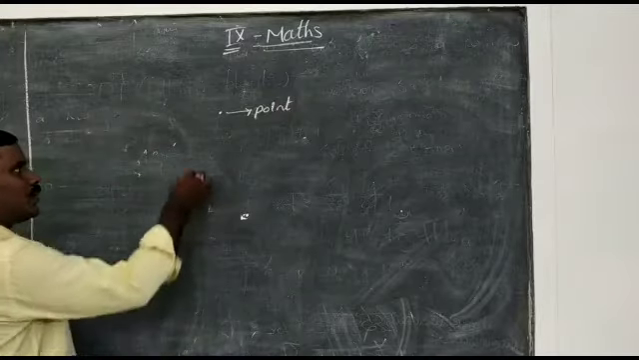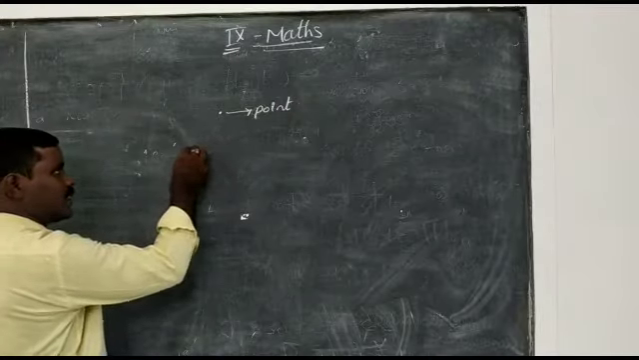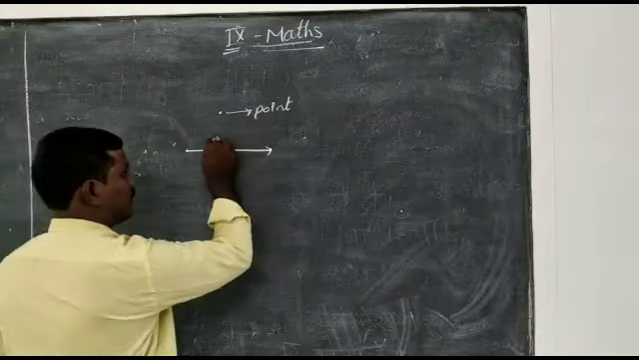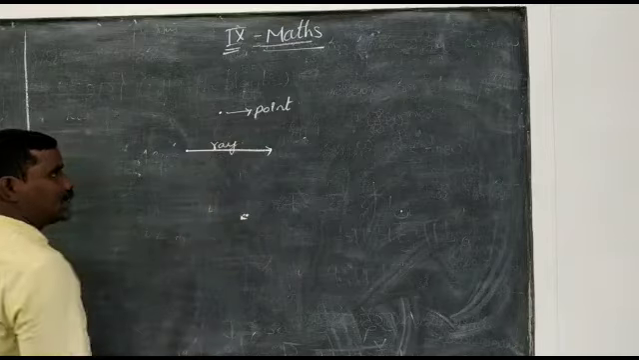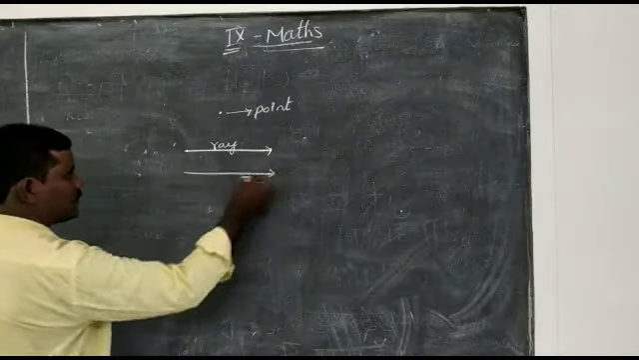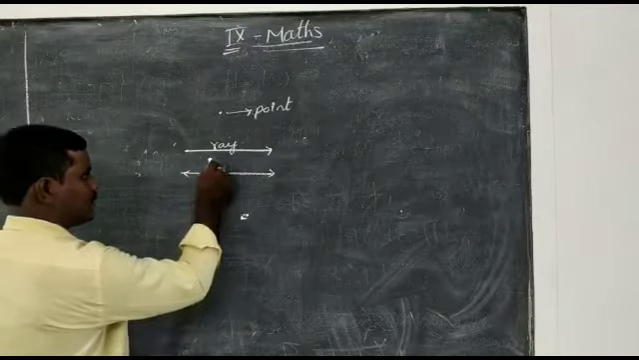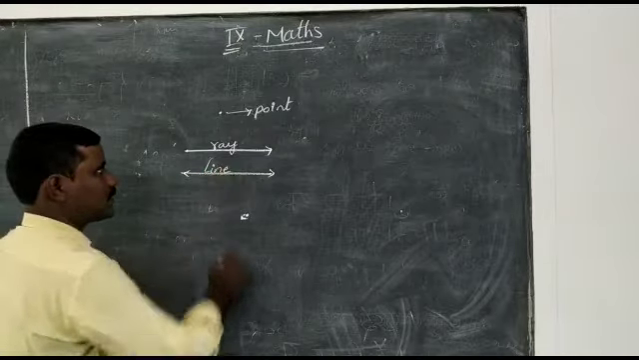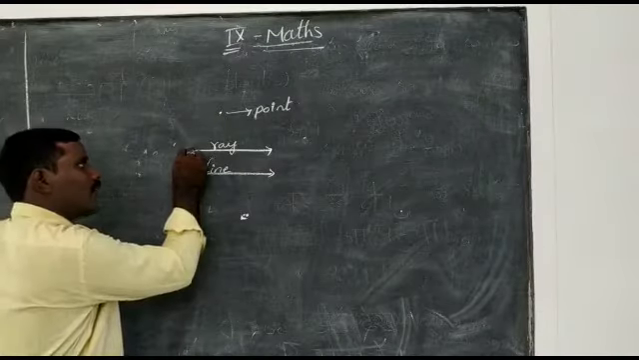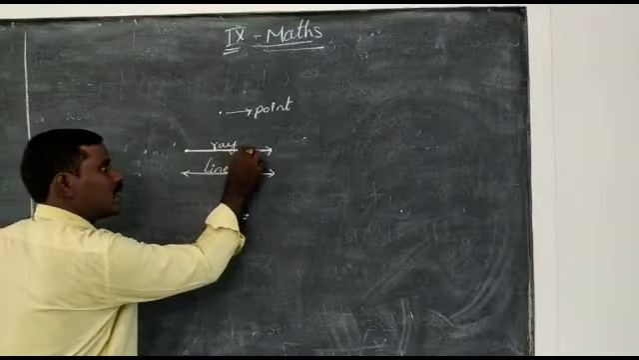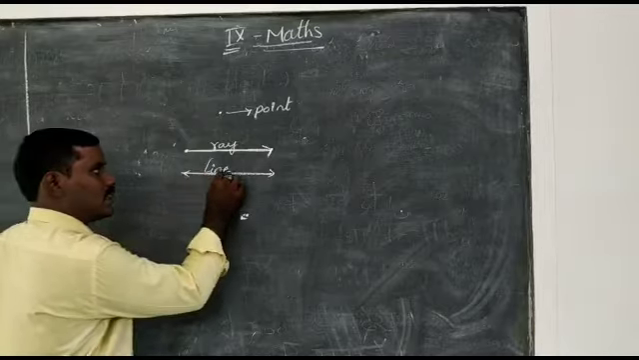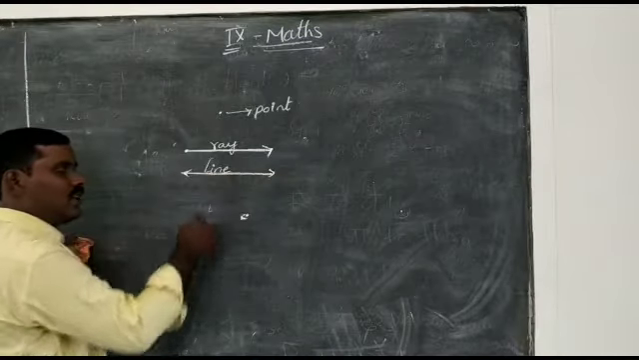Now I am taking one point and extending it endlessly like this; this is called a ray. If you extend it on both sides, we get a line. A point is just a dot. A ray has one end point and is endlessly extended on one side. A line is endlessly extended on both sides.